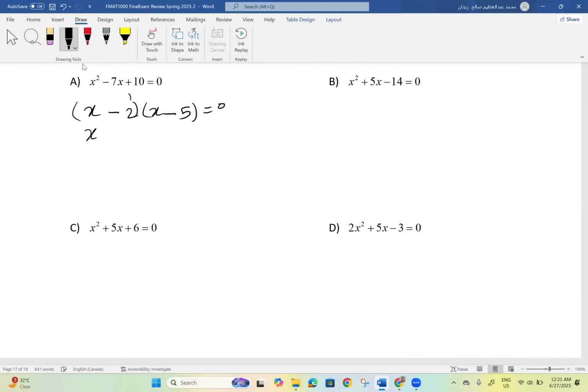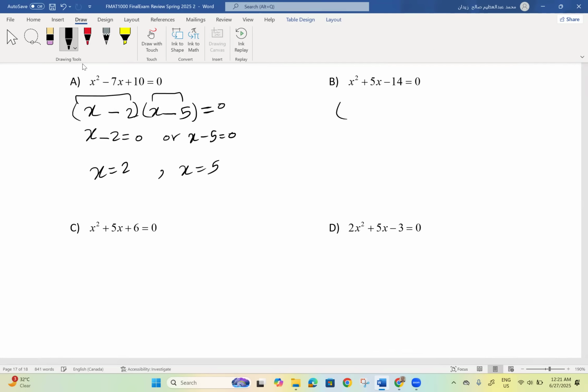So you have a product of two amounts equal to 0, from the zero factor property. I have two possibilities here. The first one, x minus 2 is 0, or maybe x minus 5 is 0. So x is equal to 2 from the first part, and x is equal to 5 from the second part.